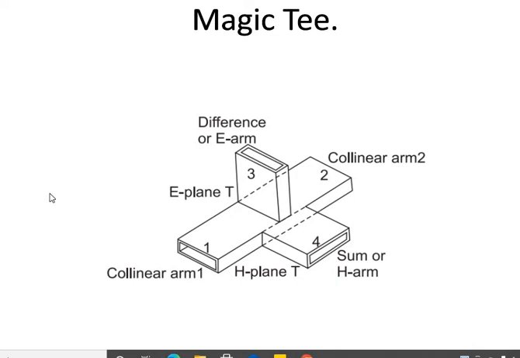Hello. Next, we look at a four-port network called a Magic T. This is one of the very famous networks. It is made from two standard three-port networks called the H-plane T and the E-plane T. We'll see the properties of this network.